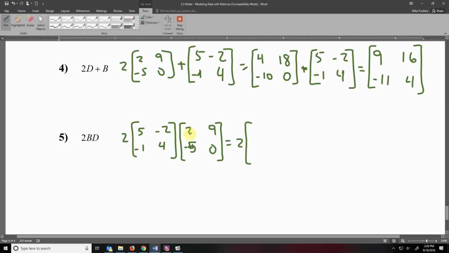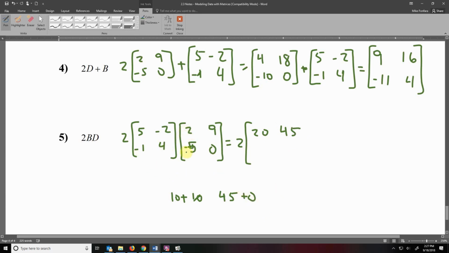So we've got first row times first column is 5 times 2, which is 10, plus over and down, negative 2 times negative 5 is 10, so we get 20. Okay, then the first row by the second column, 5 times 9, and over and down, negative 2 times 0. 45 plus 0 is 45.